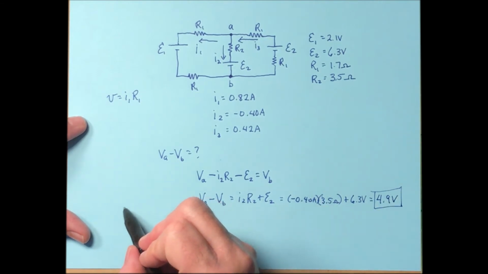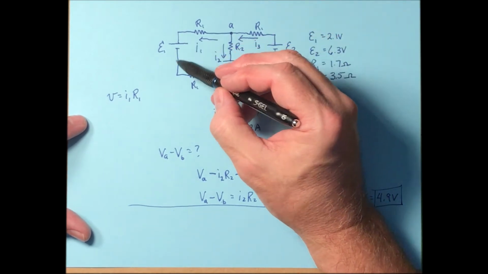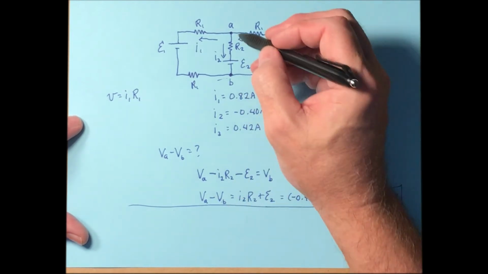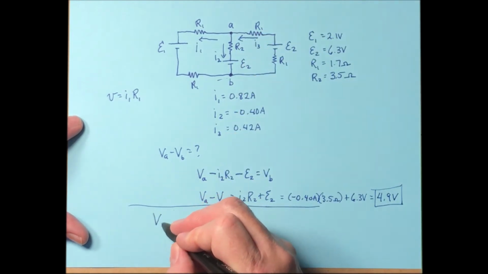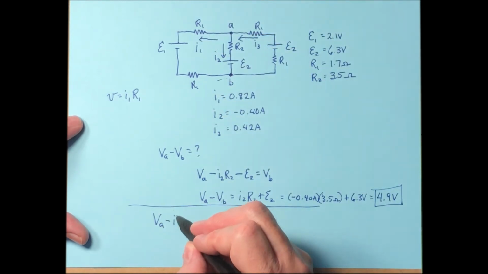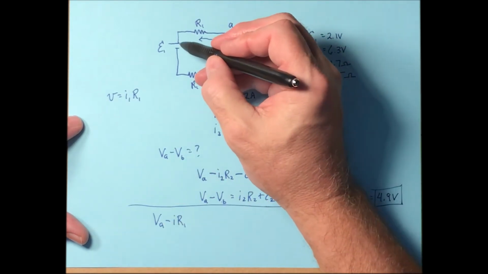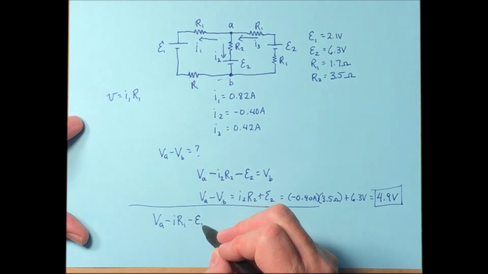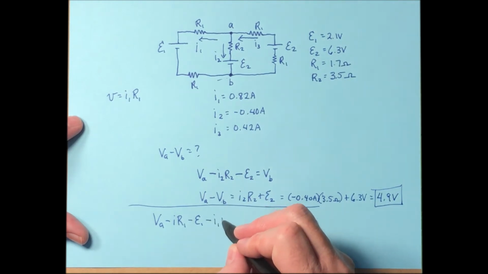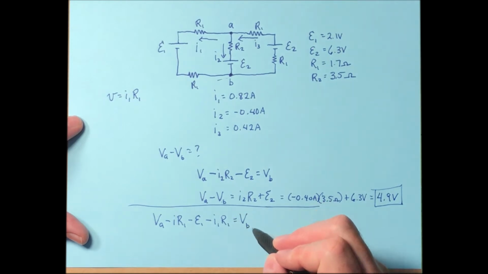Now let's do the same thing, except let's follow a different path. Let's go from A to B around this part over here on the left. All right, you follow the same procedure. You start at A, V sub A, and then we're going to minus I1 R1 because it's a drop. We're going the direction of the current there. And then minus E1, and then we're still going in the direction of the current, minus I1 R1, and now we're at B, equals V sub B.